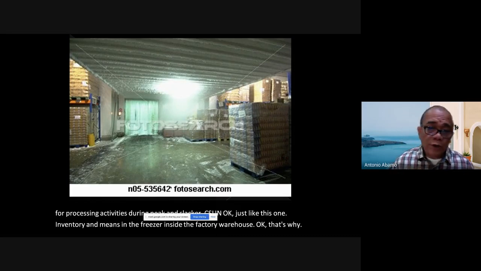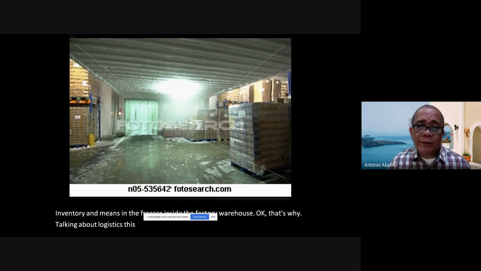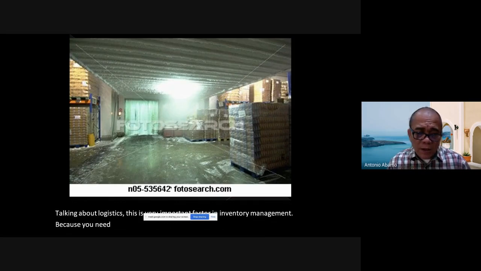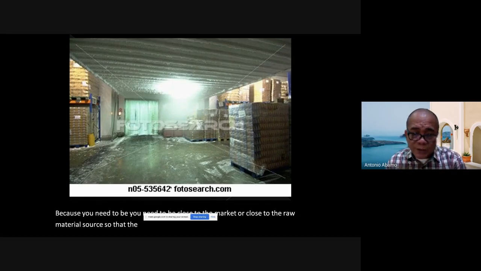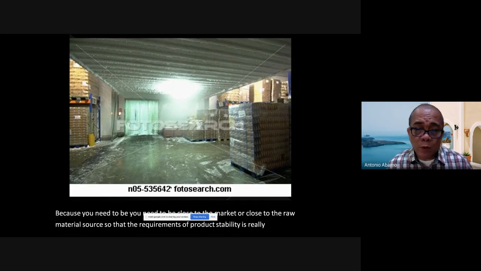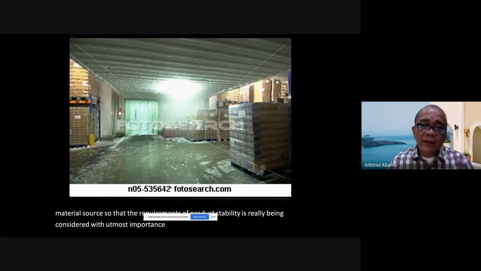Talking about logistics, this is a very important factor in inventory management, because you need to be close to the market or close to the raw material source, so that the requirements of product stability are really being considered with utmost importance, especially if that is the very important factor for product acceptability.